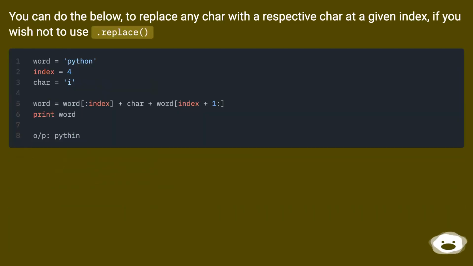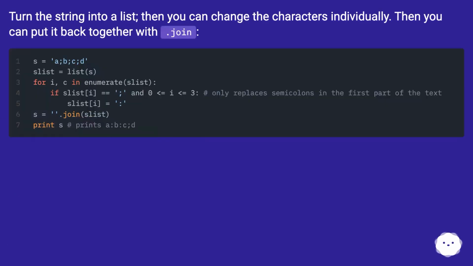You can do the below to replace any char with a respective char at a given index, if you wish not to use .replace. Turn the string into a list. Then you can change the characters individually. Then you can put it back together with .join.